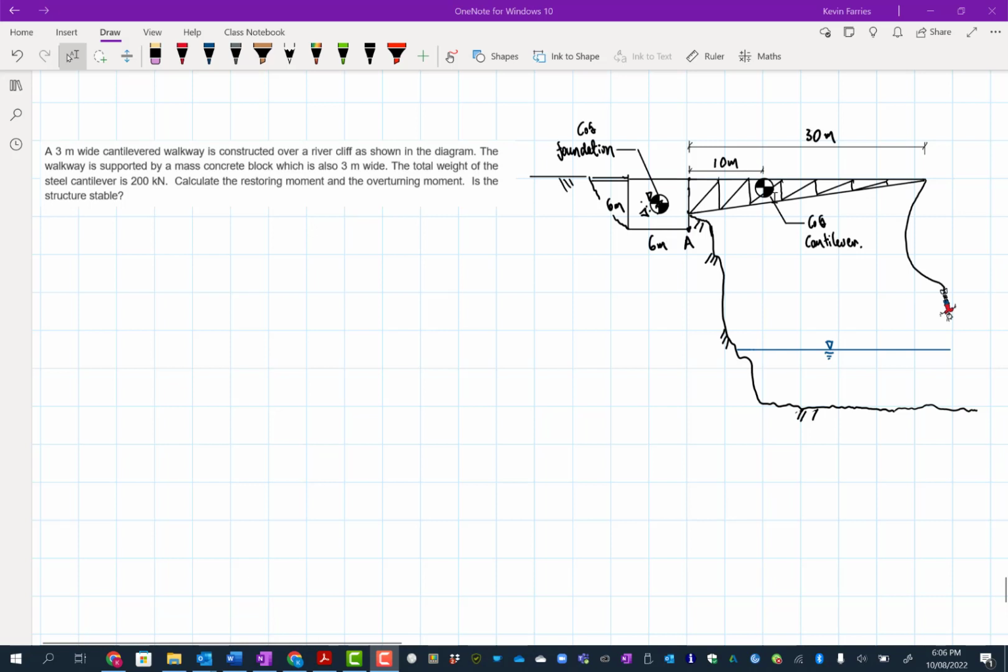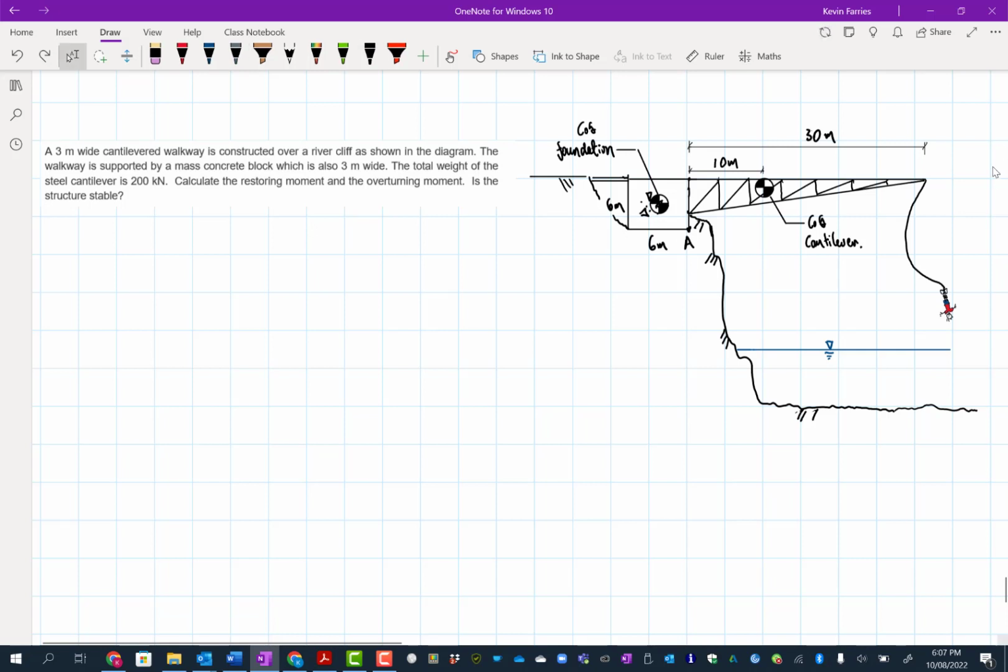Let me just draw it on so you can see what I'm talking about. So this weight of the block is going to be a restoring moment. This weight here is going to tend to rotate the structure the other way, so it's going to be an overturning moment. And then we're just going to make sure this restoring moment is greater than the overturning moment, then we'll know that this thing is stable. So it's not going to fall over. So let's work through the calculations.